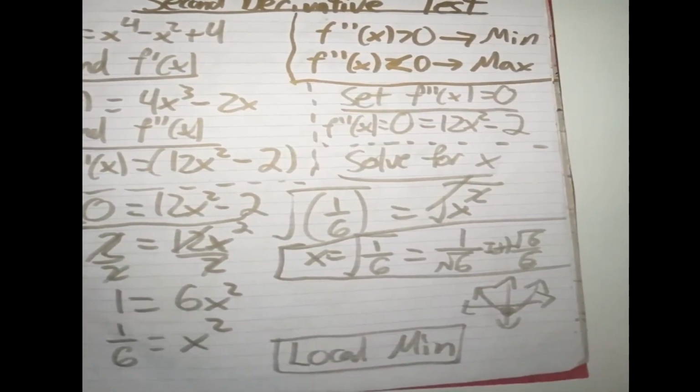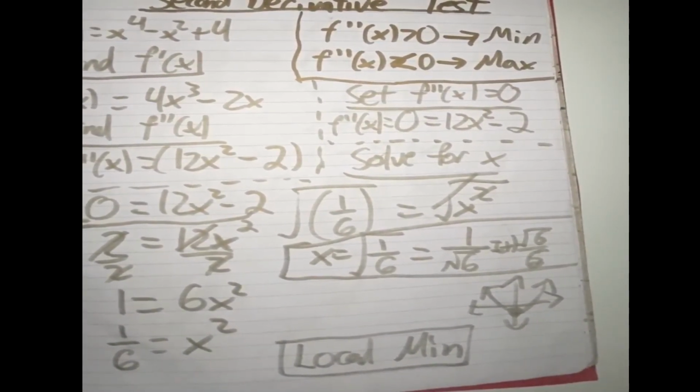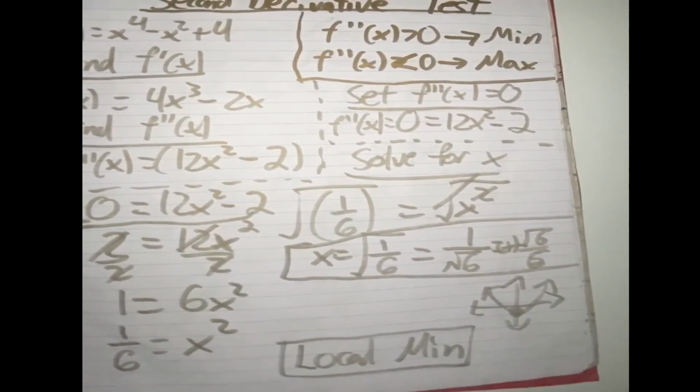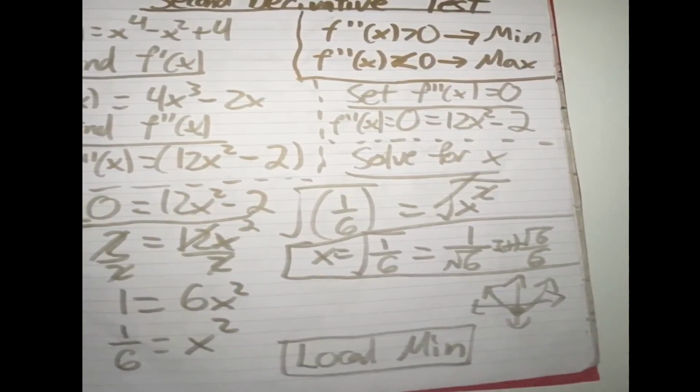So that's what the second derivative test does. It measures to see if you have a local max or a local min. So in this case, we have a local min. And when we're testing for concavity, the graph would be concave up.